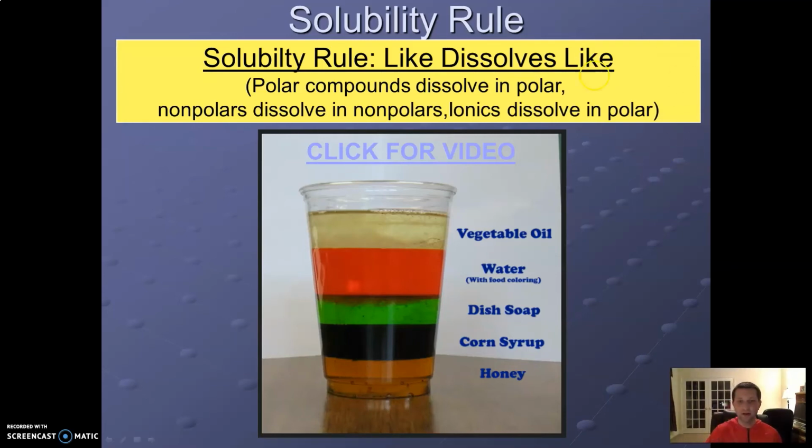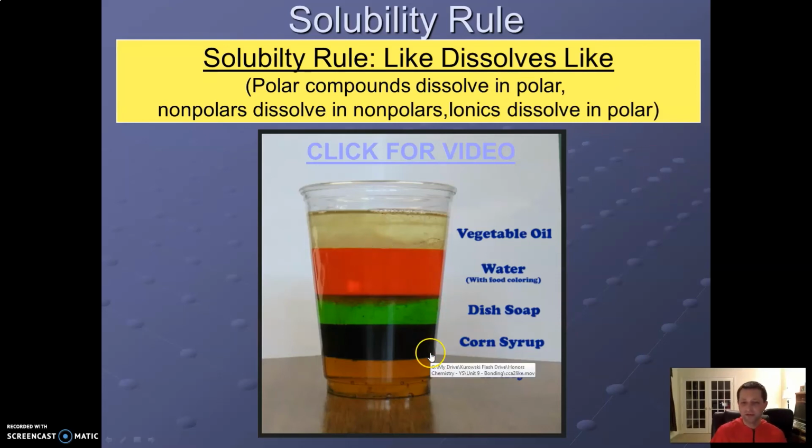So polar compounds dissolve in polar solvents. Therefore, nonpolars dissolve in nonpolars. And this looks a little weird right now. It won't look as weird next lesson. Ionic compounds dissolve in polar. What we want to think about for ionic, you want to think about something that's ionic as being super, super, super polar. Okay, so something that's ionic is like ultra polar. So it's going to dissolve in something that's polar, like water.